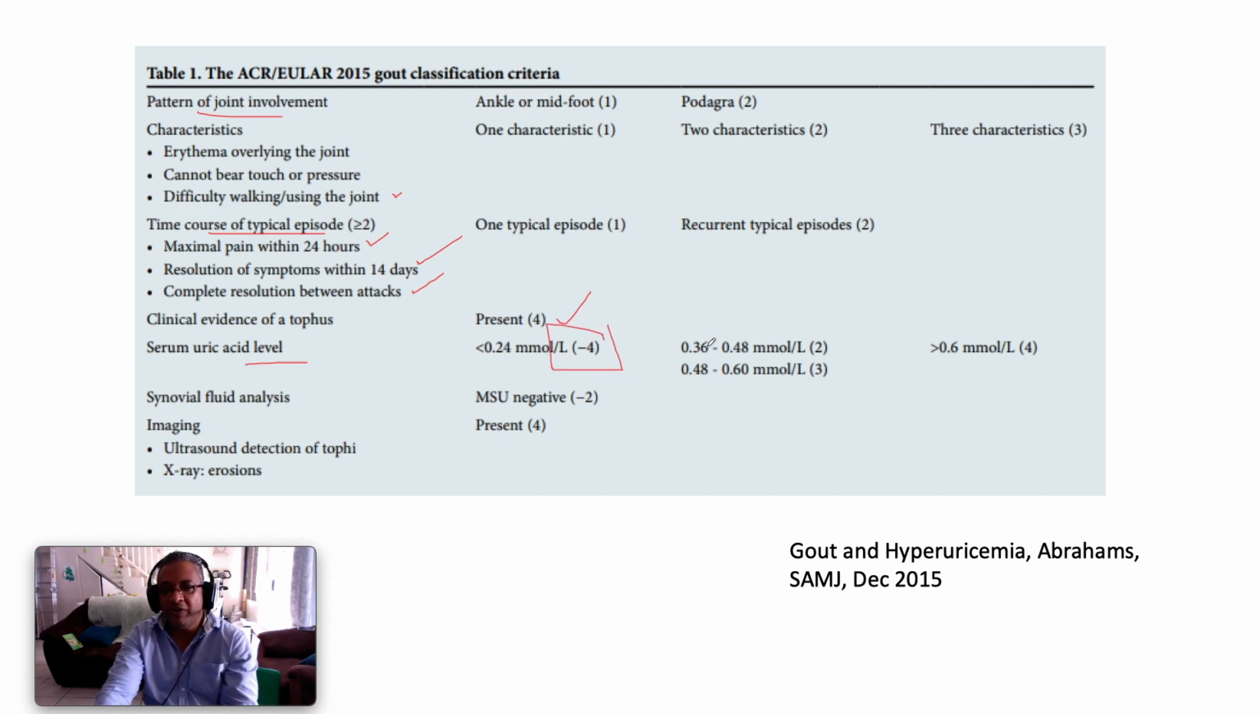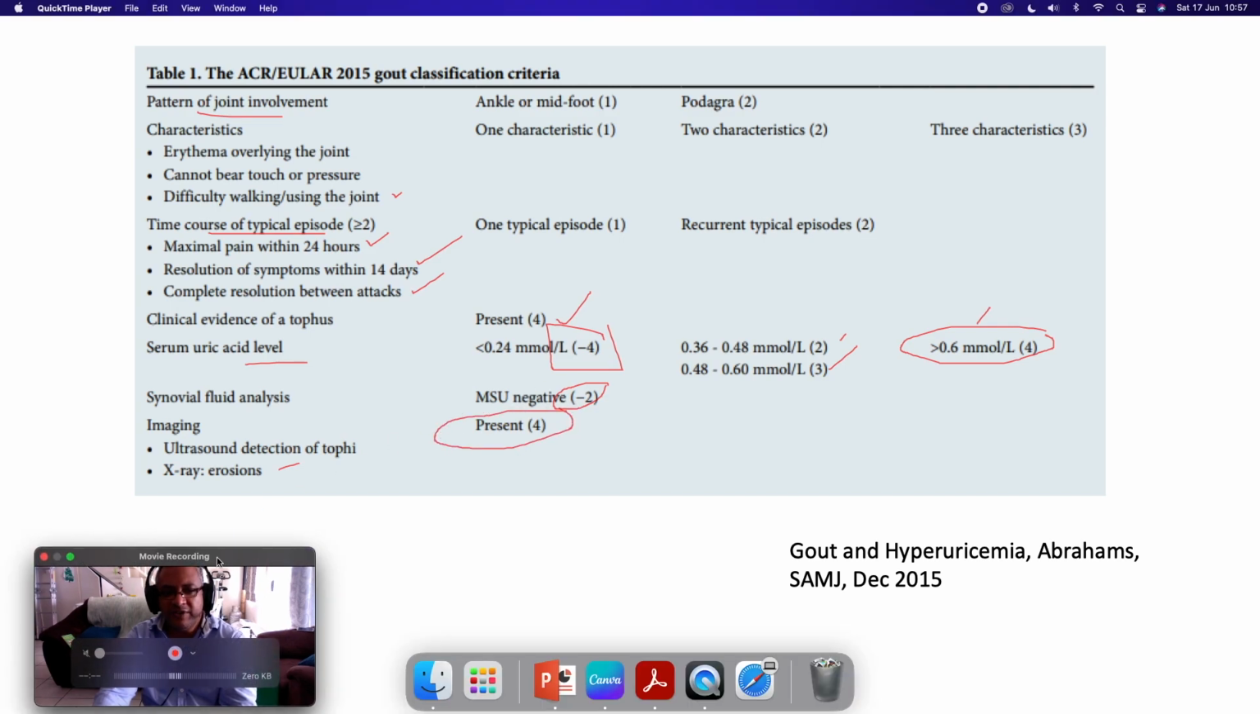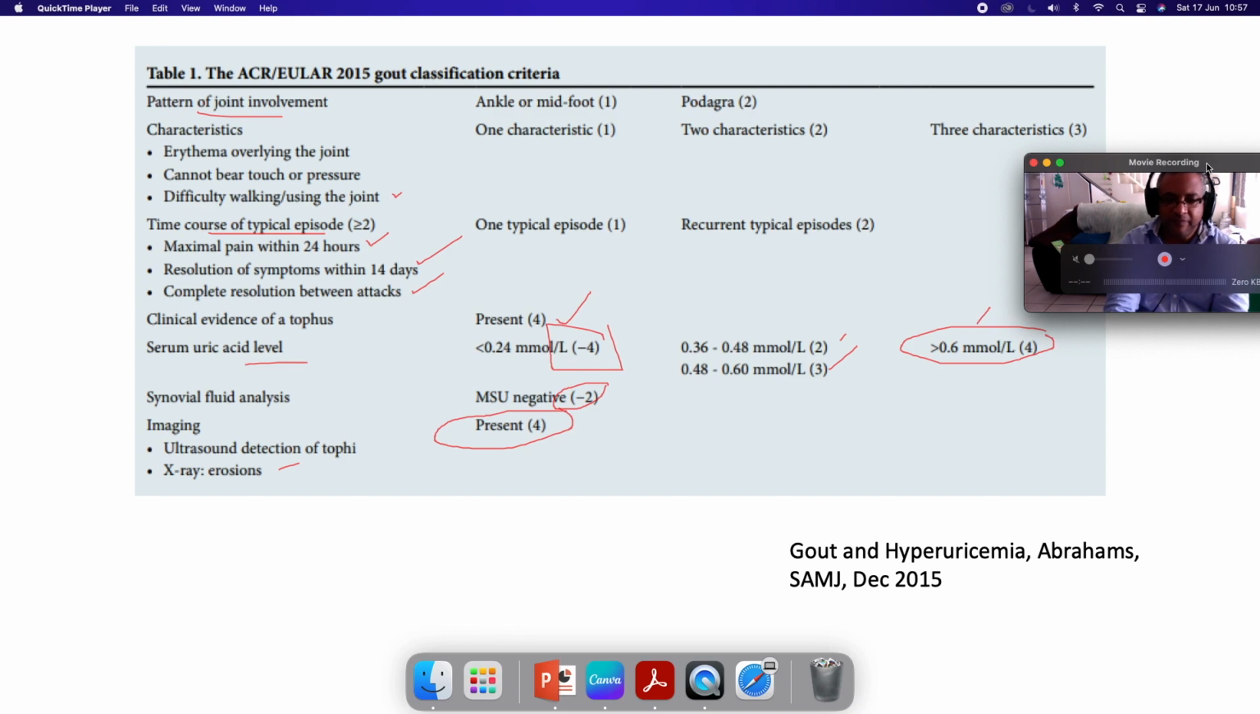If it's between 0.36 and 0.48 millimole per liter, score 2. Between 0.48 and 0.6 millimole per liter, score 3. If it's above 0.6 millimole per liter, you score 4. On synovial fluid analysis, if you are monosodium urate crystal negative, that's actually -2. Imaging, right? If you've got ultrasound detection of tophi or X-ray showing erosions, these are present, you score 4. I think a cumulative score of 7 or more indicates gout.